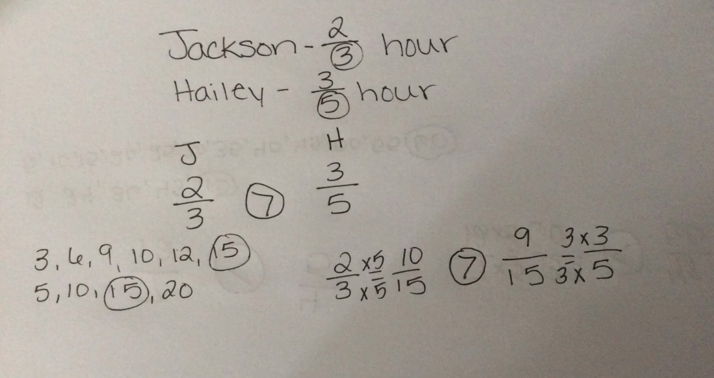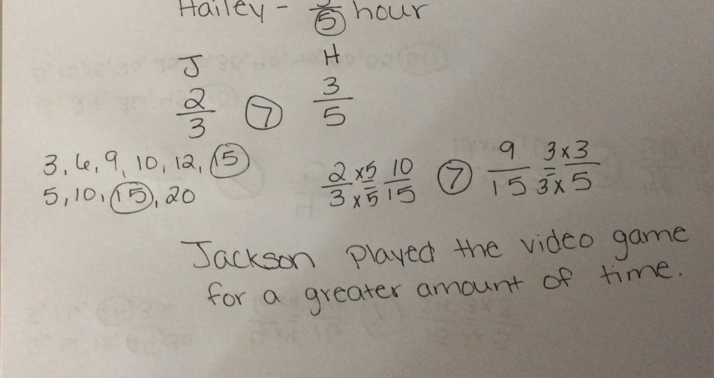So I make an equivalent fraction with 15ths. 2/3 has an equivalent fraction of 10/15, and 3/5 has an equivalent fraction of 9/15. I then determine that 10/15 is greater than 9/15 because it has a larger numerator. So that means that Jackson played the video game for a greater amount of time.